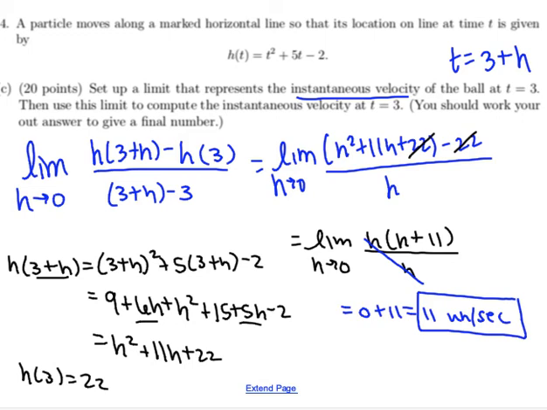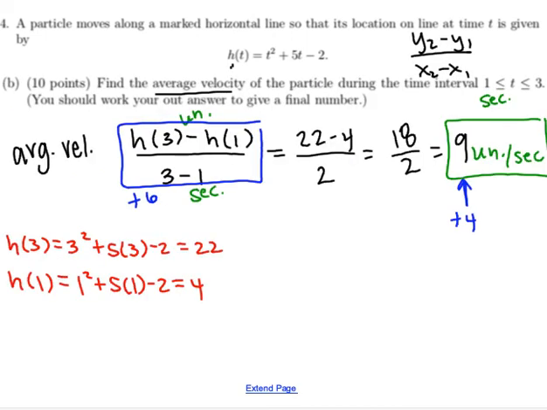So when you find instantaneous velocity, it's like you're driving down the road in your car and you look down at your speedometer, that's your instantaneous velocity. How fast are you going at that second? So how fast is this particle going at that moment? 11 units per second. On average, from 1 to 3 seconds, it did 9 units per second. So here's the average versus the instantaneous.